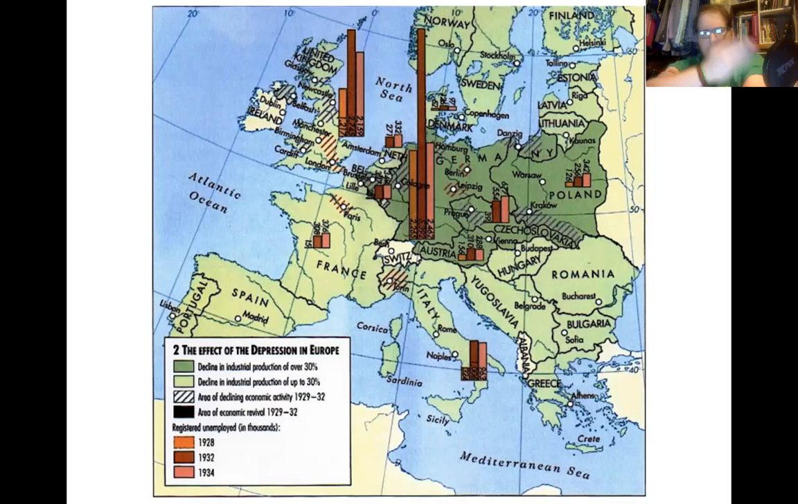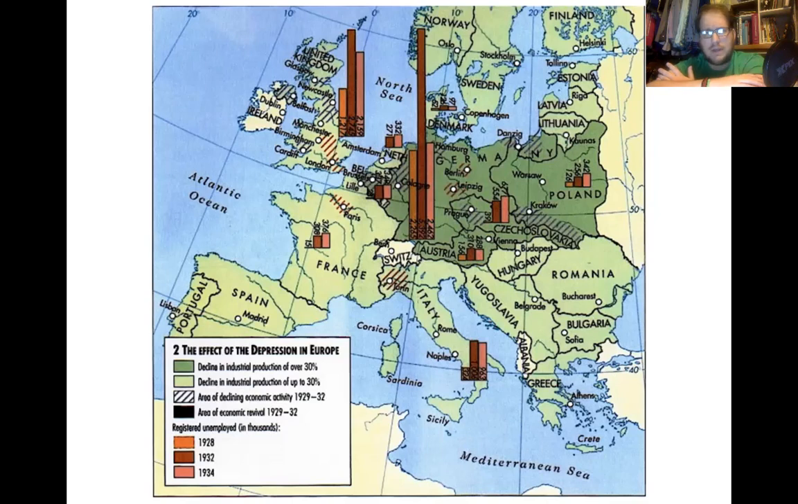The areas that have the stripes going across are areas where, outside of economic production, you are seeing a decline in economic activity from 1929 to 1932. And then the black is areas of economic revival.